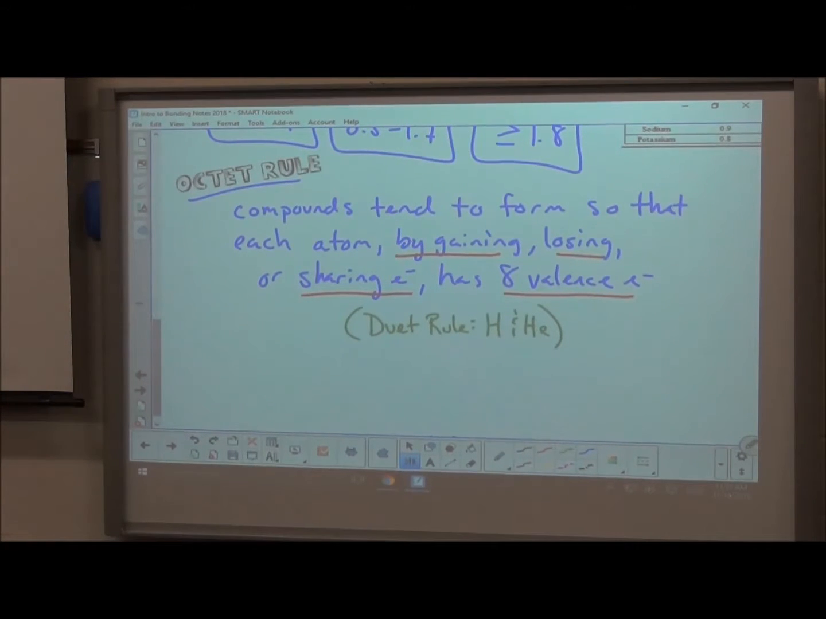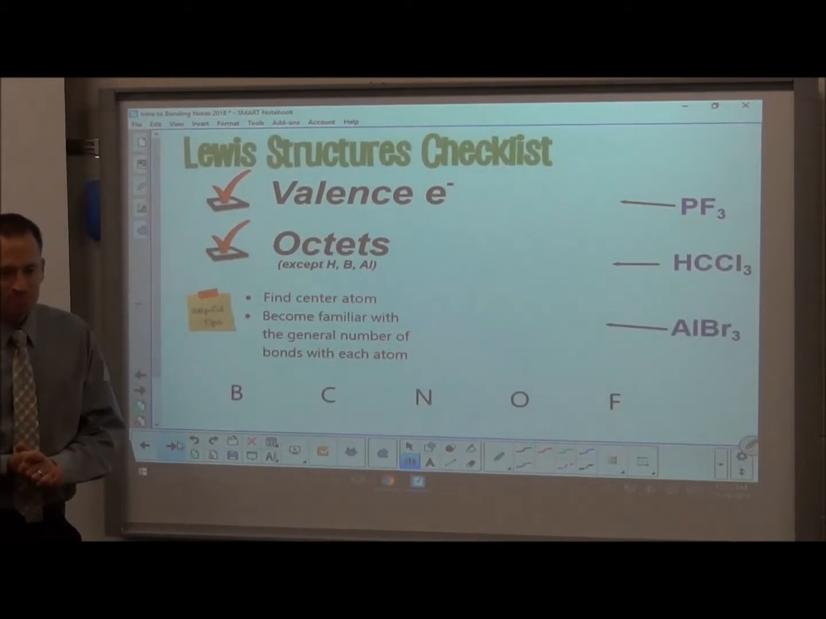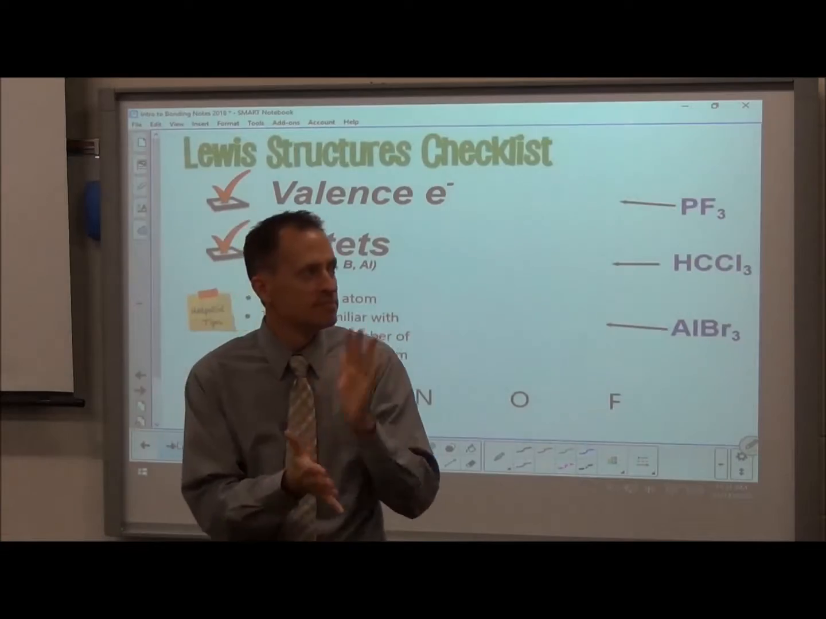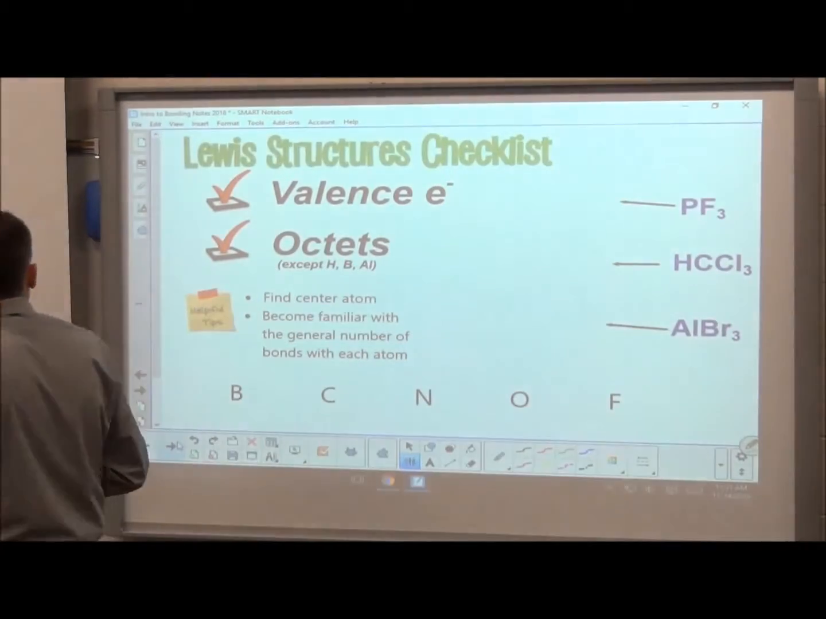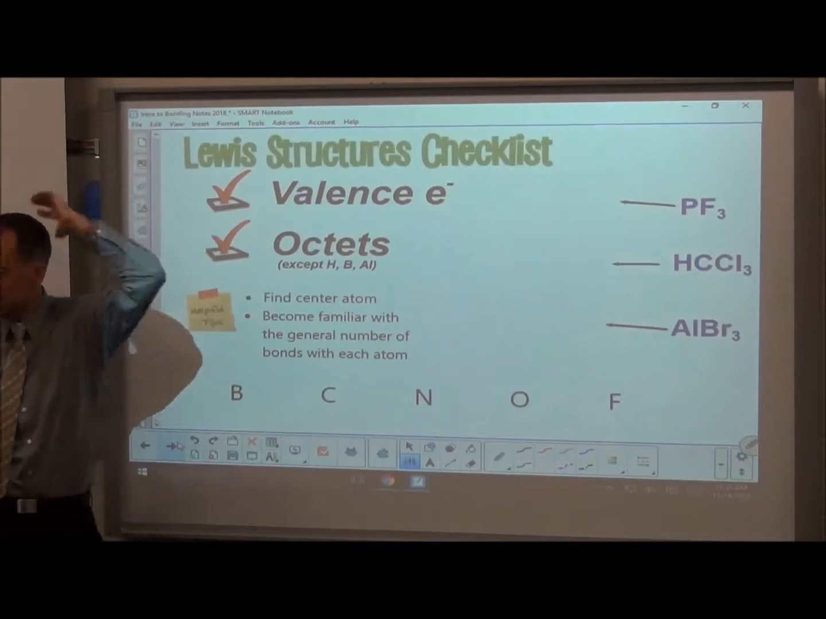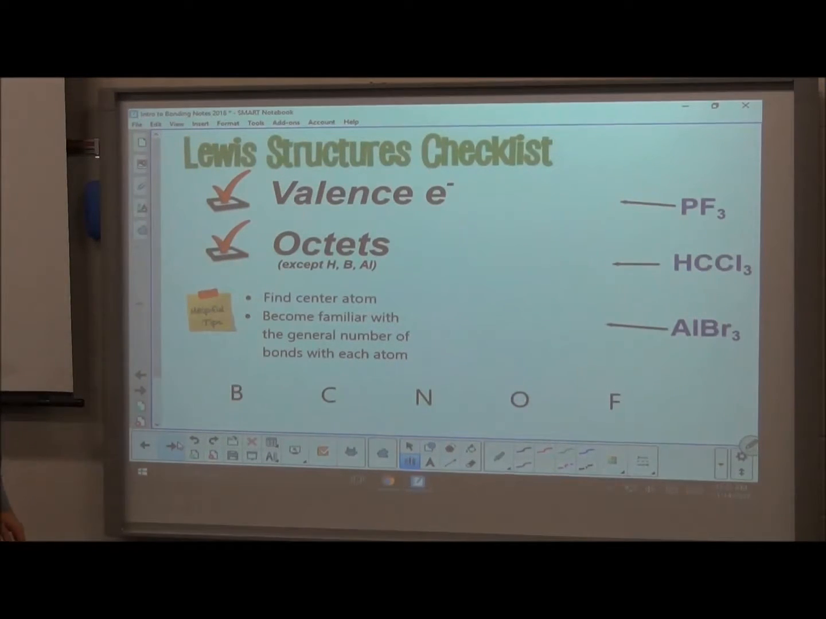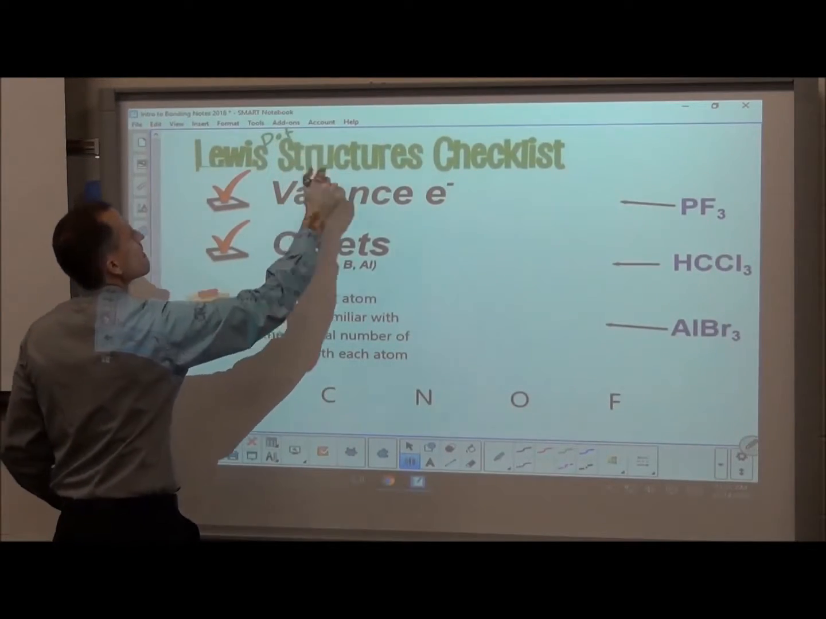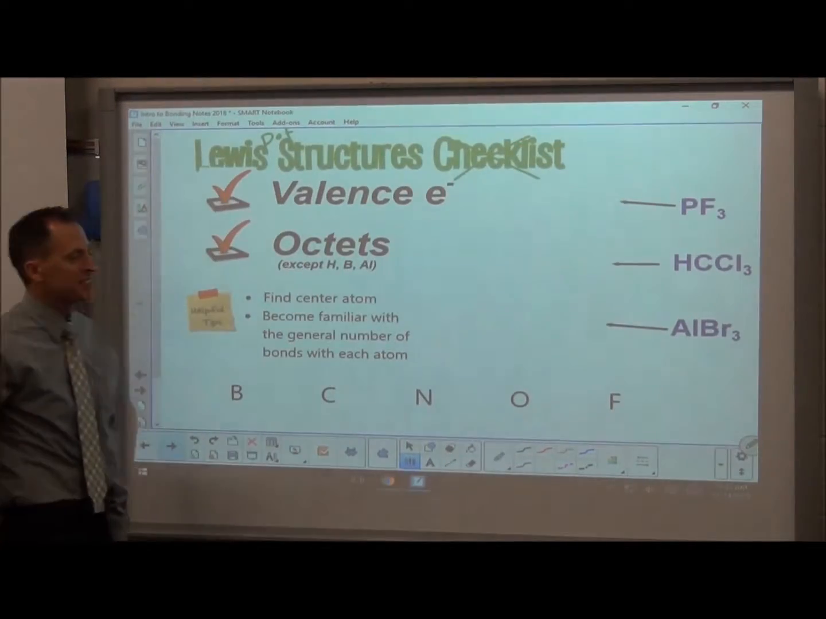You will need the half sheet, but don't write on the back. So, I'll give you a second. Just hold on. If you're wanting to do something, you can write Lewis structures on the top, or Lewis dot structures if you want. You don't need to write the word checklist yet.